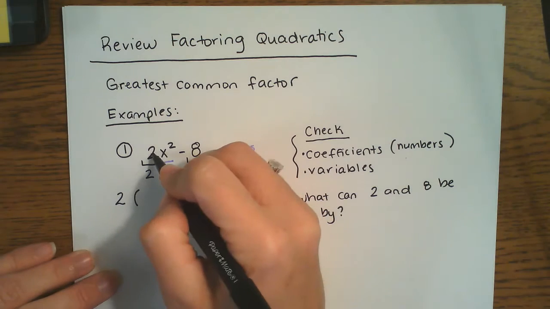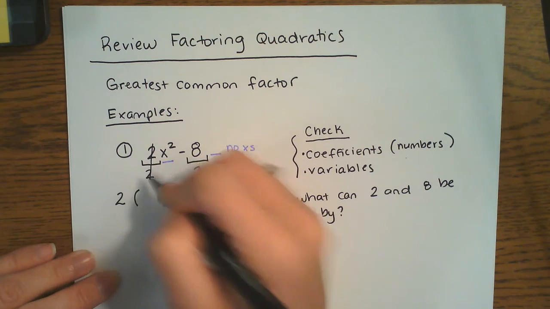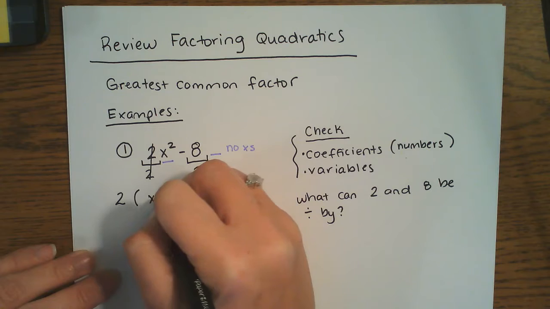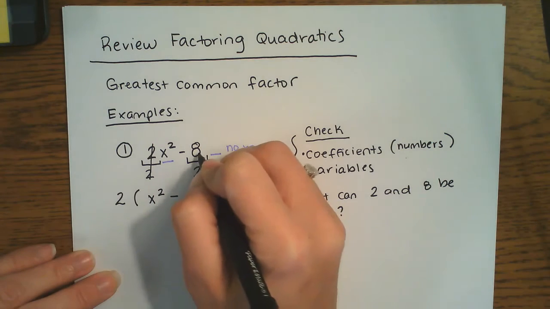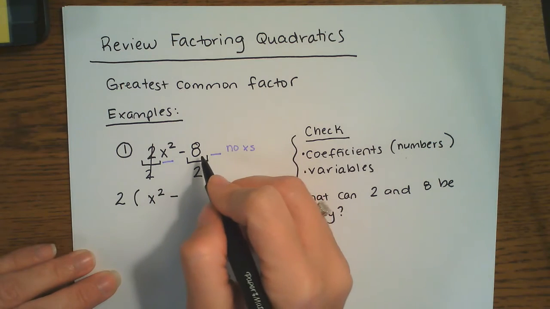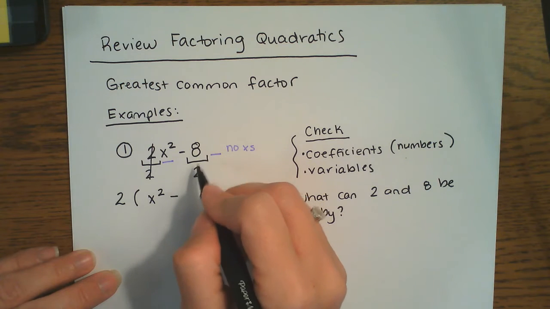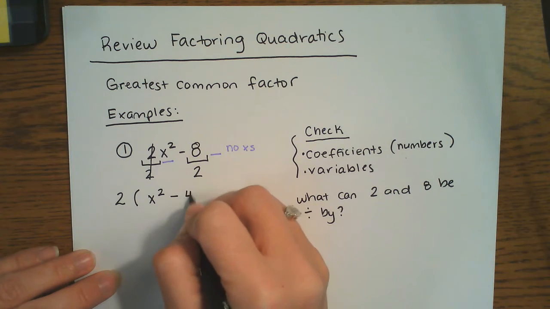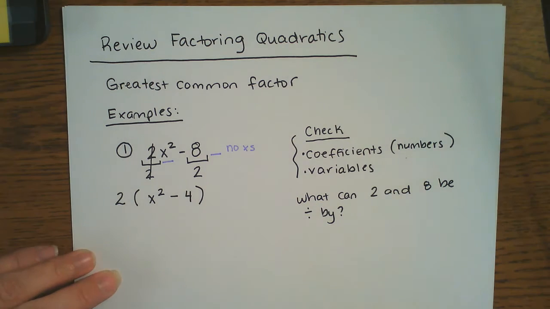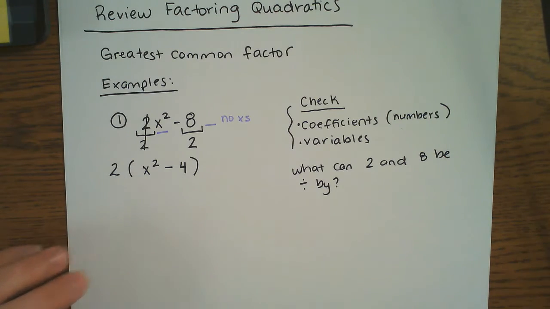So since we're dividing, 2 divided by 2 is 1 x squared minus 4 divided by, my brain was working too fast. 8 divided by 2 is 4. So this would be your answer.